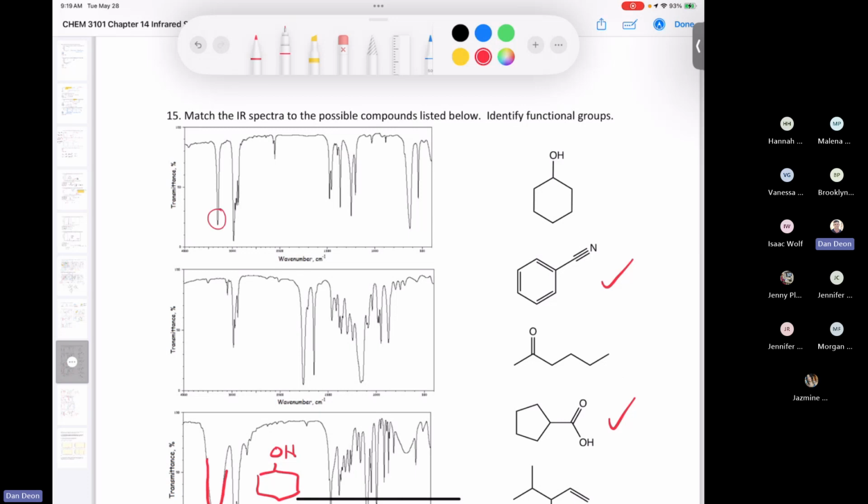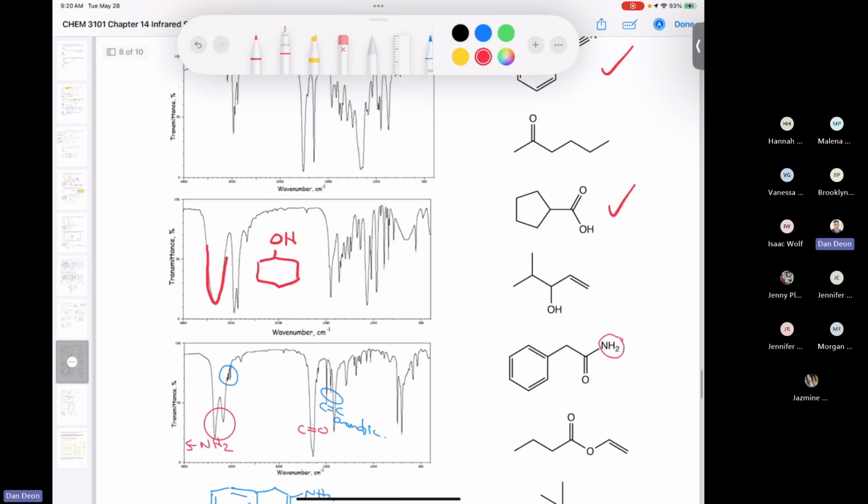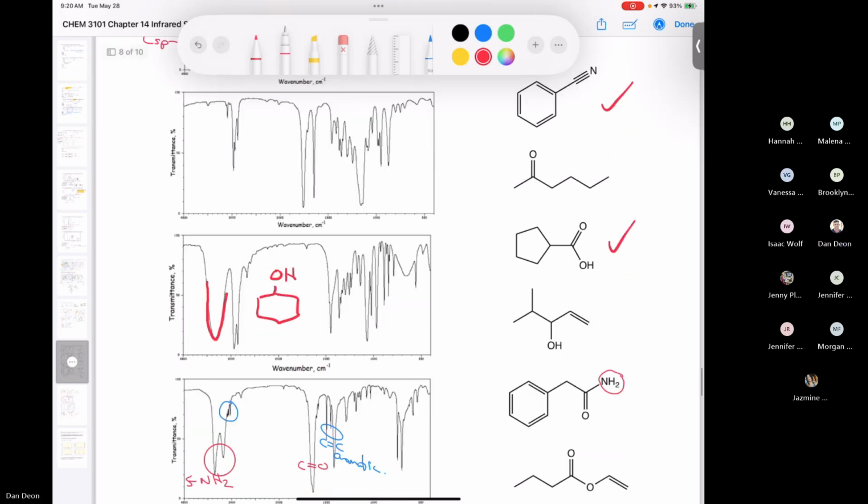So this one, the top one, has to be an alkyne because you can see you have an sp hybridized carbon-hydrogen stretch here, so it must be this compound, okay? And you can also see a tiny little nub here for the carbon-carbon triple bond for that one. And then I guess we've got one compound left. Which one is it? Oh, it's the ester. Okay, the ester with the double bond in it. So this one has to be this compound.